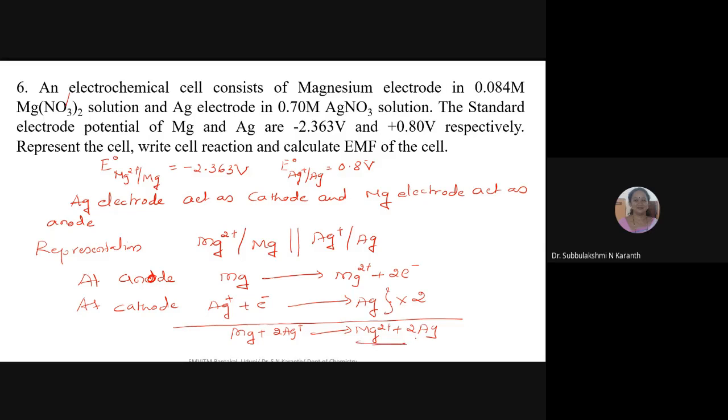So you get Mg plus 2Ag plus giving rise to Mg2 plus 2Ag. Now that you have already written the cell representation, you have to calculate the EMF of the cell at two different concentrations. The magnesium electrolyte is 0.084 and the silver electrolyte is 0.70 molar. For this concentration you have to calculate the electrochemical cell potential. So for that you have to write the Nernst equation.